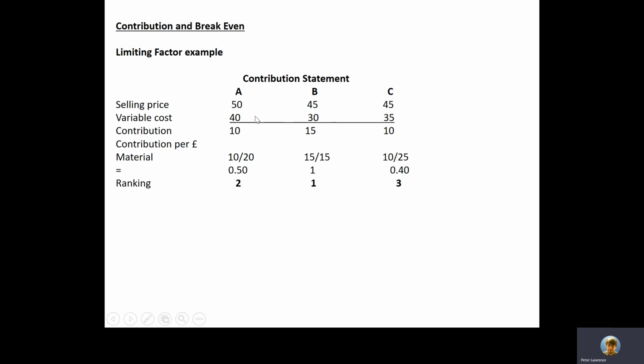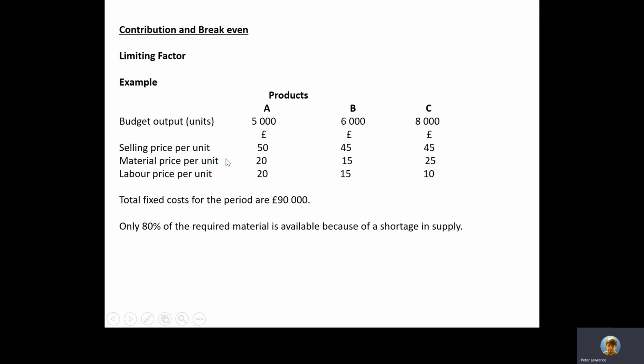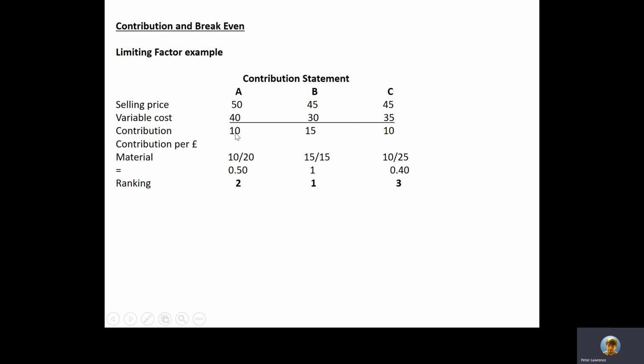Now, remember, we want to know our contribution per limiting factor. So we're going to look at the contribution per pound of material used for each product. Going back to the previous slide, A used £20 worth of material, B used 15, C used 25. Now, all we're going to do is divide the contribution per unit by the cost of material used for that unit. So £10 contribution, A used £20 of material.